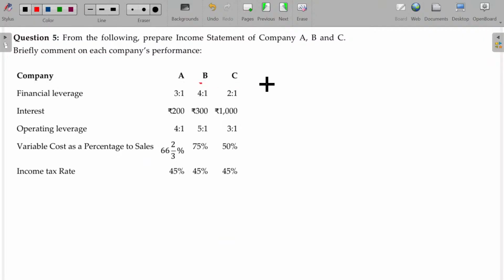Let me try for B. Sales minus variable cost gives contribution. From there you can subtract the fixed cost to get the EBIT. Minus interest, you will get the EBT. If you subtract the tax from EBT, you will get EAT. Financial leverage, what is the formula here? Financial leverage is nothing but EBIT by EBT.